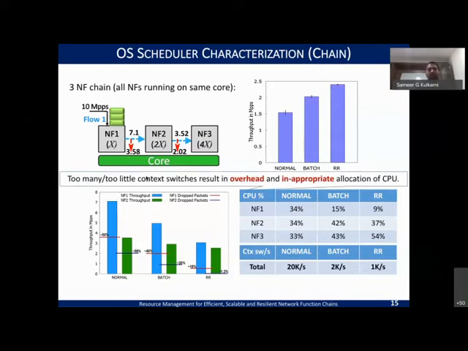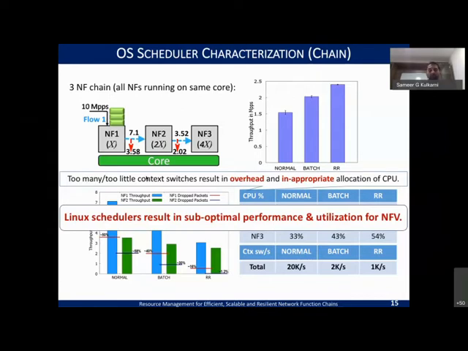So these were some of the takeaways that we can get from just the base experiments to see how these schedulers are behaving and what are the characteristics we have to assimilate to make them work better, right? So we can conclude here that the Linux schedulers are overall suboptimal, result in suboptimal performance, and the utilization from the NFV perspective is very poor.